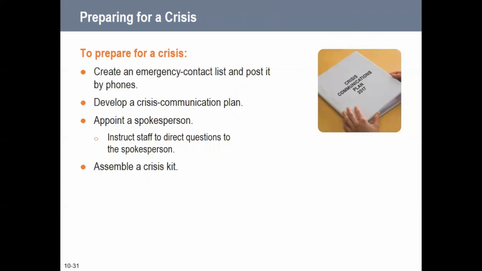Okay. So how do we prepare? First and foremost, you have to have an emergency contact list. That contact list needs to be posted by the phones in your establishment. It should include the name and the number of those team members. It should have whoever is the media spokesperson, whoever's management or HQ personnel if it's a big business. It should also have any outside resources like testing labs, police, fire, health department, things like that, all on there.